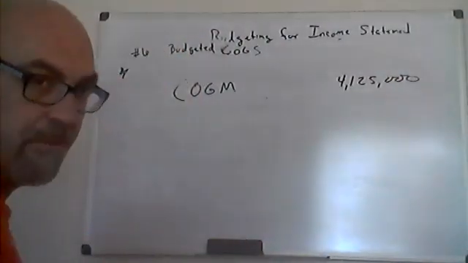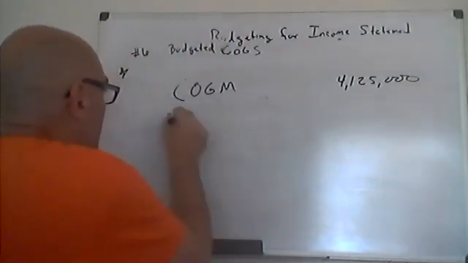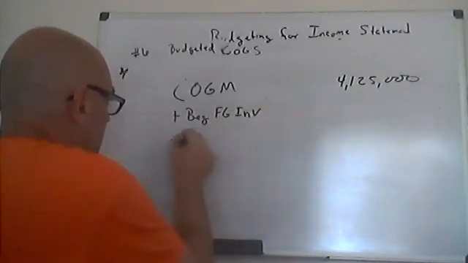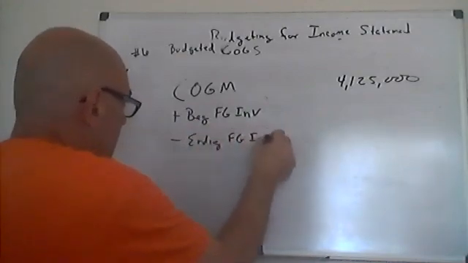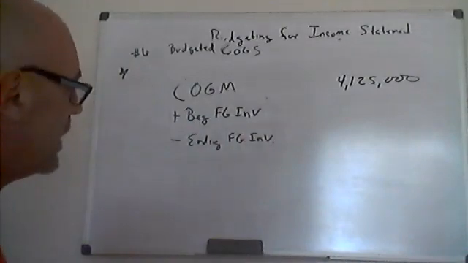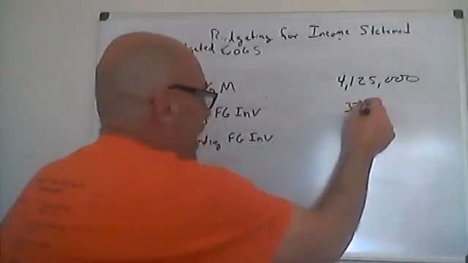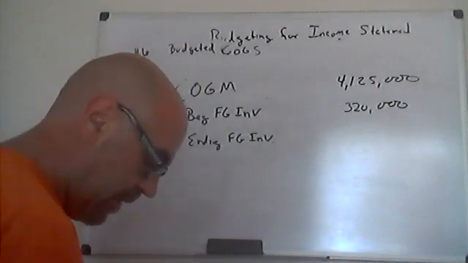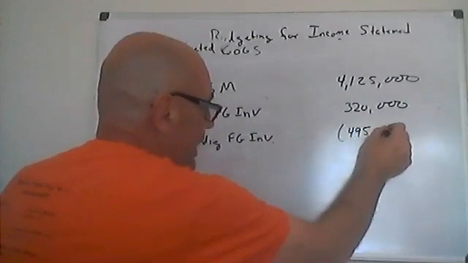Cost of goods manufactured was 4,125,000. We have 2 more numbers here that have to be given to us: beginning finished goods inventory and our ending finished goods inventory. Okay. 320. We add that to our cost of goods manufactured. That gives us our cost of goods available. We subtract from that how much was in our ending.